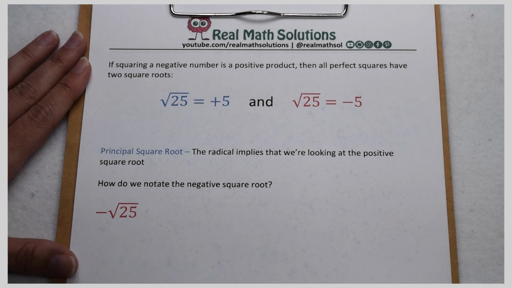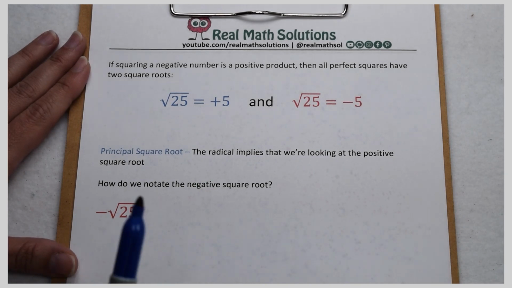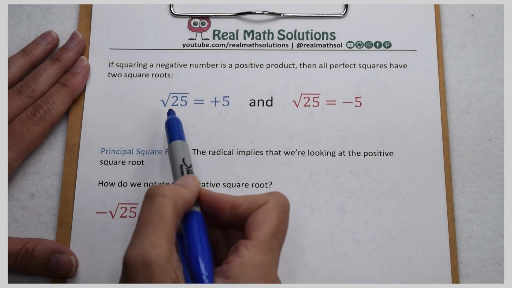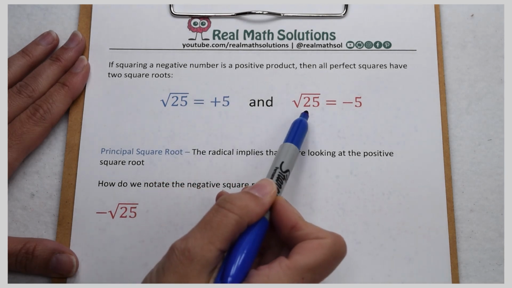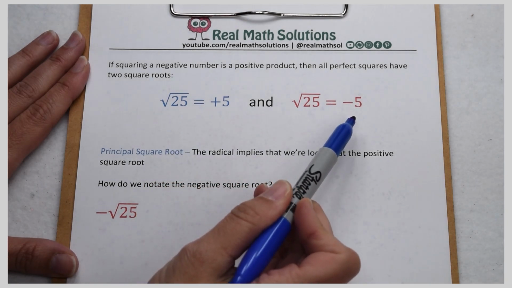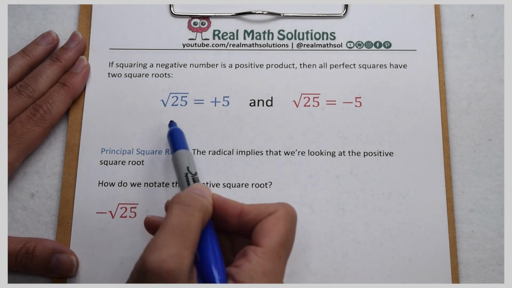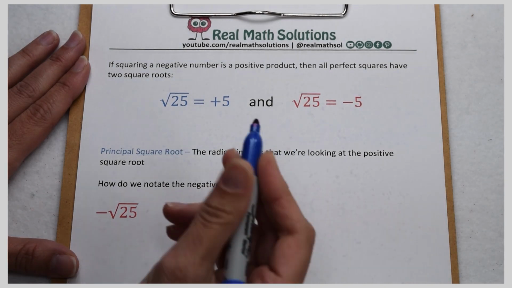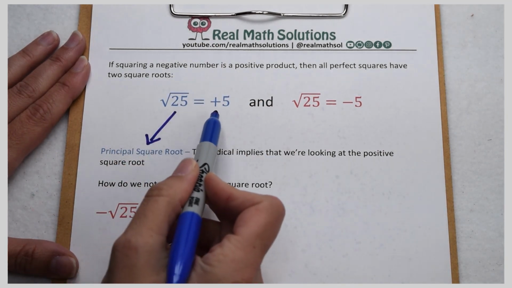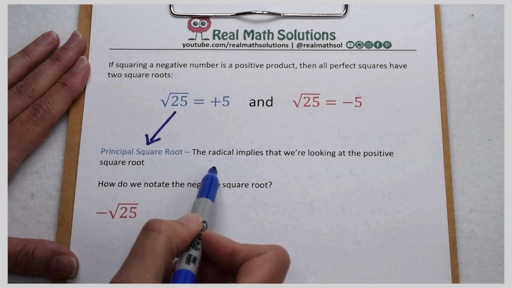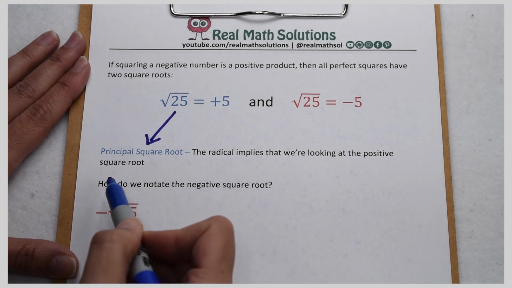If squaring a negative number gives us a positive product, then that means all perfect squares should actually have 2 square roots. Square root of 25 should be positive 5, and square root of 25 should be negative 5. So how do we know which one we're talking about if we're just told to take the square root? Well, unless notated otherwise, we're talking about the principal square root, or the positive value. That radical symbol implies that we're always looking at the positive square root.